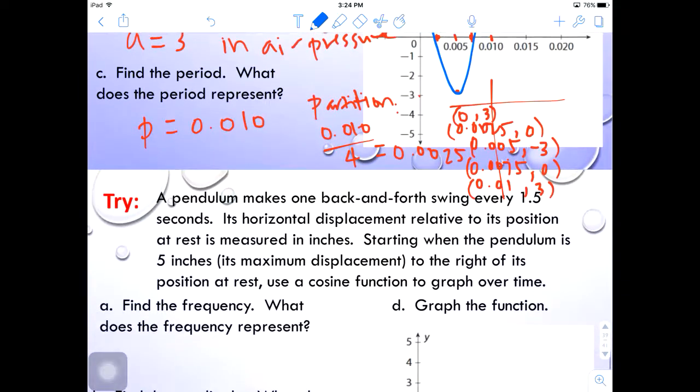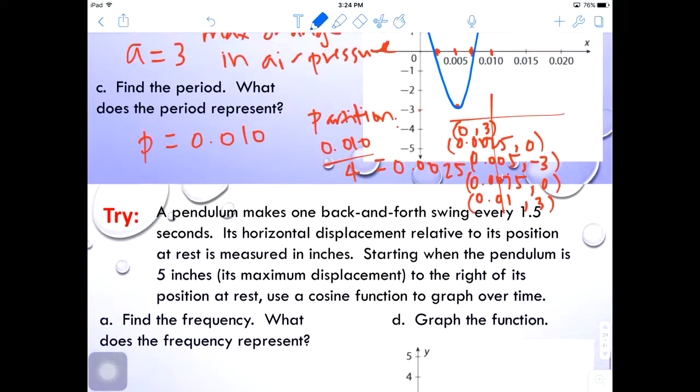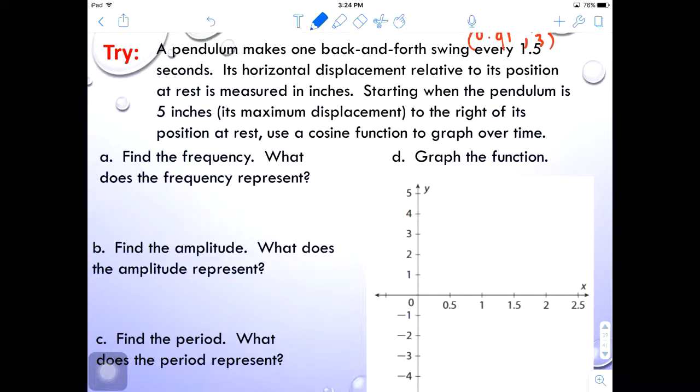Okay, so here we are. The next problem. A pendulum makes one back and forth swing every 1.5 seconds. And its horizontal displacement relative to its position at rest is measured in inches. So we got back and forth 1.5 seconds. Starting when the pendulum is 5 inches, the maximum, at the right of its position, use a cosine function. Specifically, they say cosine to graph over time.